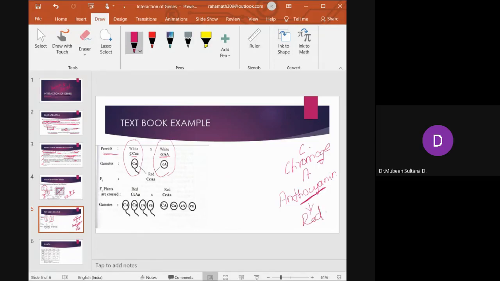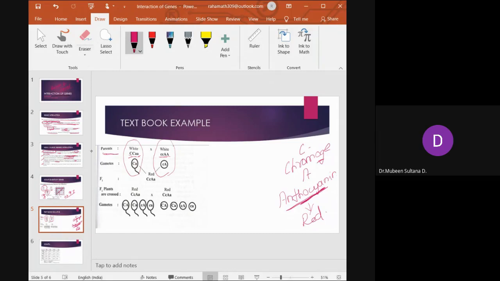Do you understand? The chromogen is the factor which gives the red color, but it will give the red color only in the presence of the enzyme anthocyanin. So they both are dominant genes and they complement each other, because both the capital C and capital A have to be present. Here in this white plant, this parent, you have the chromogen gene, but the anthocyanin gene is in recessive form, small a. That's why this flower is white in color.